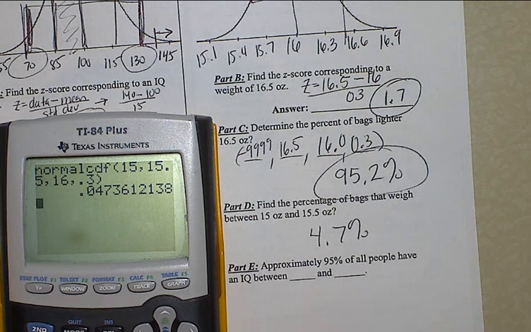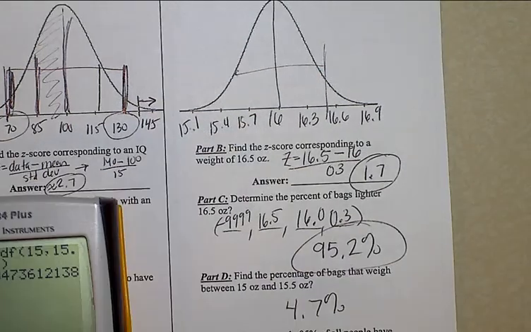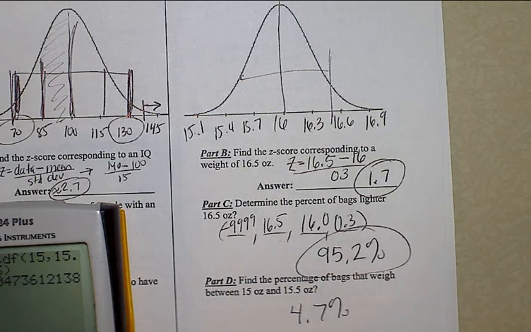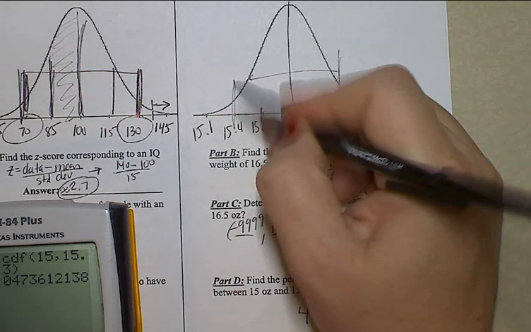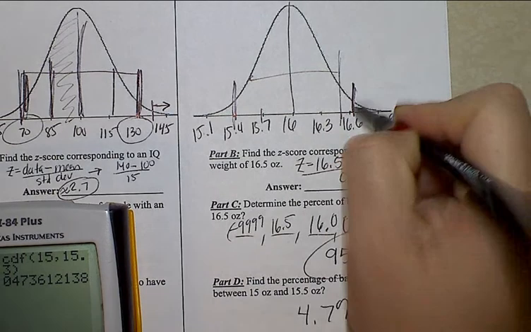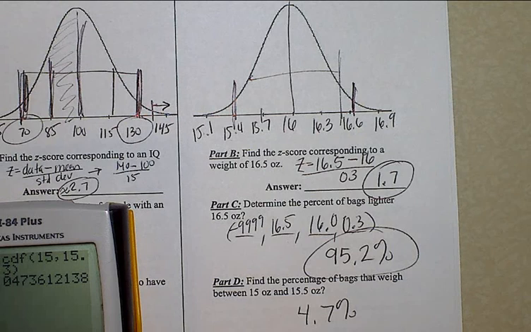Approximately 95% of all people are between, my fault, approximately 95% of the bags are between, there's 1, 2, between 15.4 and 16.6. 2 standard deviations above and below the average.